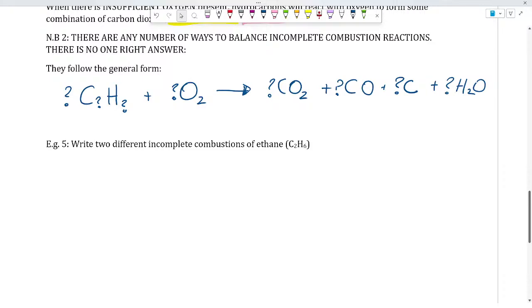I might even say, give me one of each. Tell me the complete combustion. Also tell me one possible incomplete combustion. But yeah, if it's a test question, I might design a test question to be like, with some hints in it.